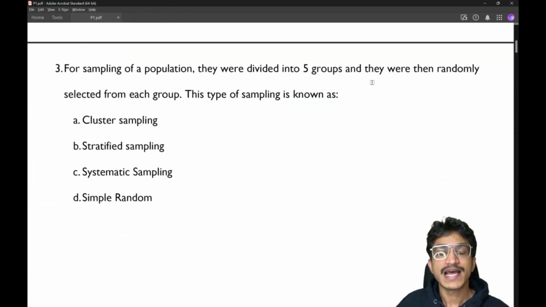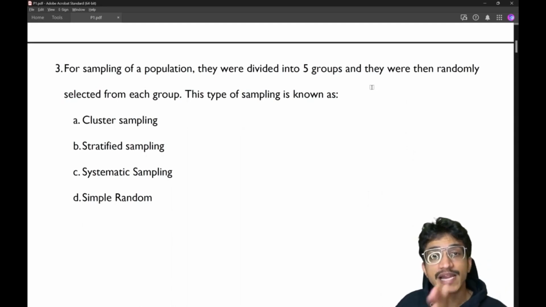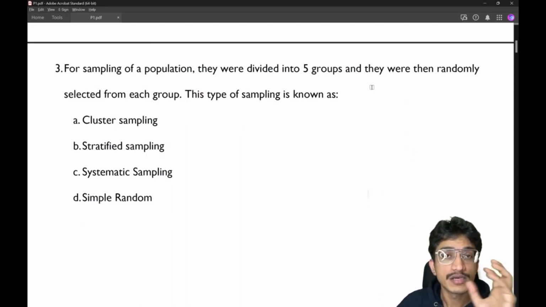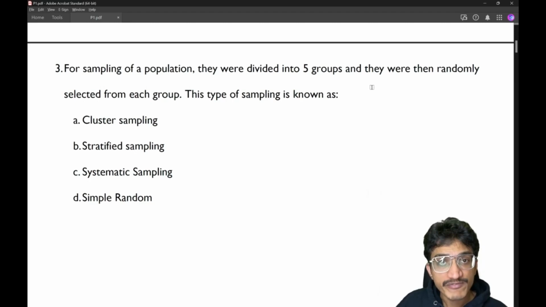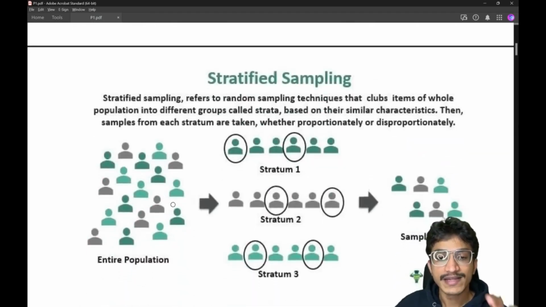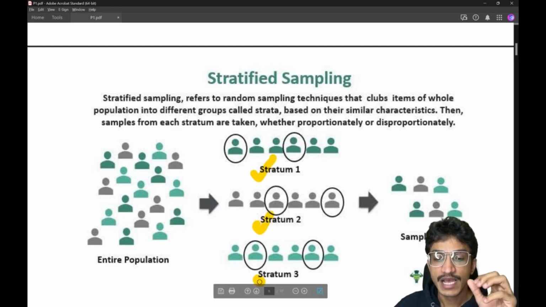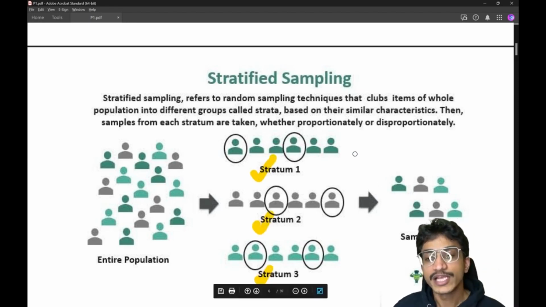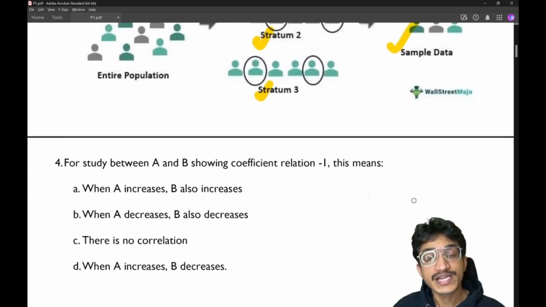Moving on to the next, for sampling of a population, division into groups, then from those groups you randomly select the subject and not the group. So you select people from each group and then you do the study. This sampling is known as stratified sampling, wherein you take the entire population, you divide it into various strata, and finally out of that you randomly choose the people for this sample data. So that is stratified sampling.